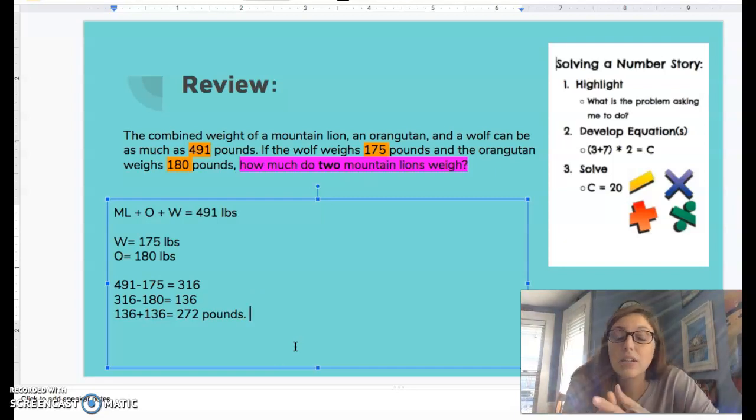Okay, so today, friends, you're going to be working on completing word story problems using the information we know. Make sure to use the steps to solving number stories. Let's get started.